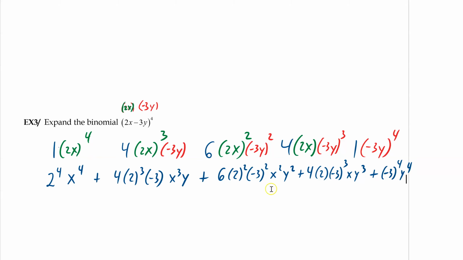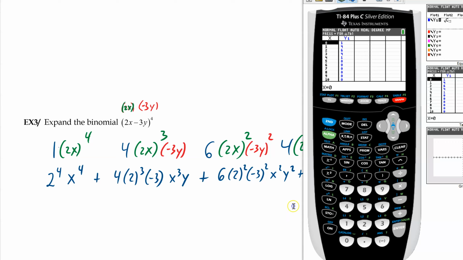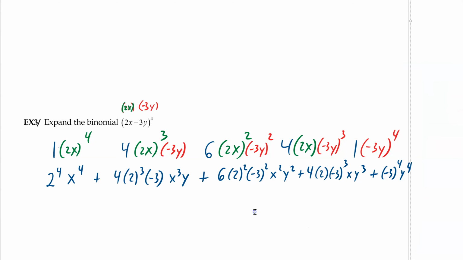You can also check one more thing, is your degree is 4, so the degree of each term would be 4. So 4, 3 plus 1 is 4, 2 plus 2 is 4, 1 plus 3 is 4. So there's loads of patterns here. And now we just plug each one individually in. So 2 to the 4th, we know that one's 16. So 16x to the 4th.